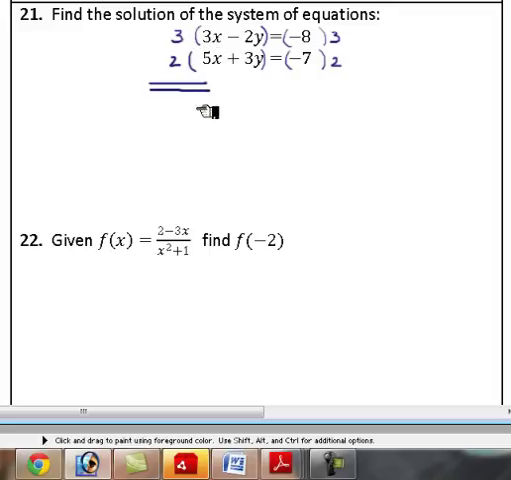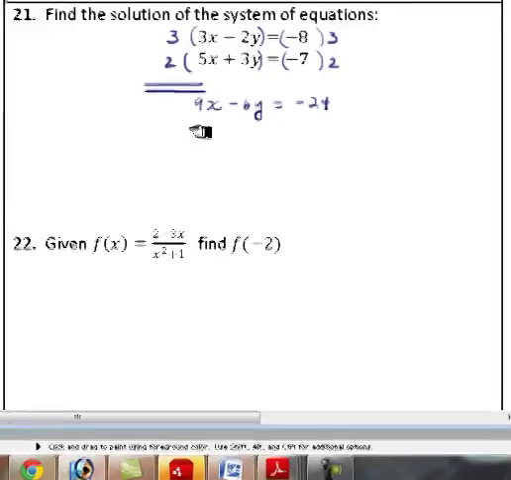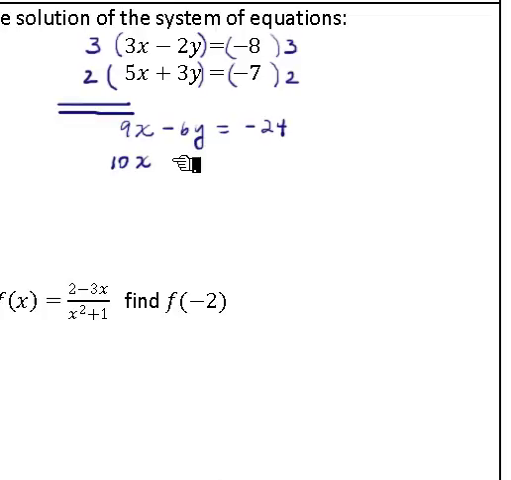So here we have 9x minus 6y is equal to minus 24. In the second equation, we have 10x plus 6y is equal to minus 14. All right, this is 19x. Here we have our canceling. And here we have minus 38.